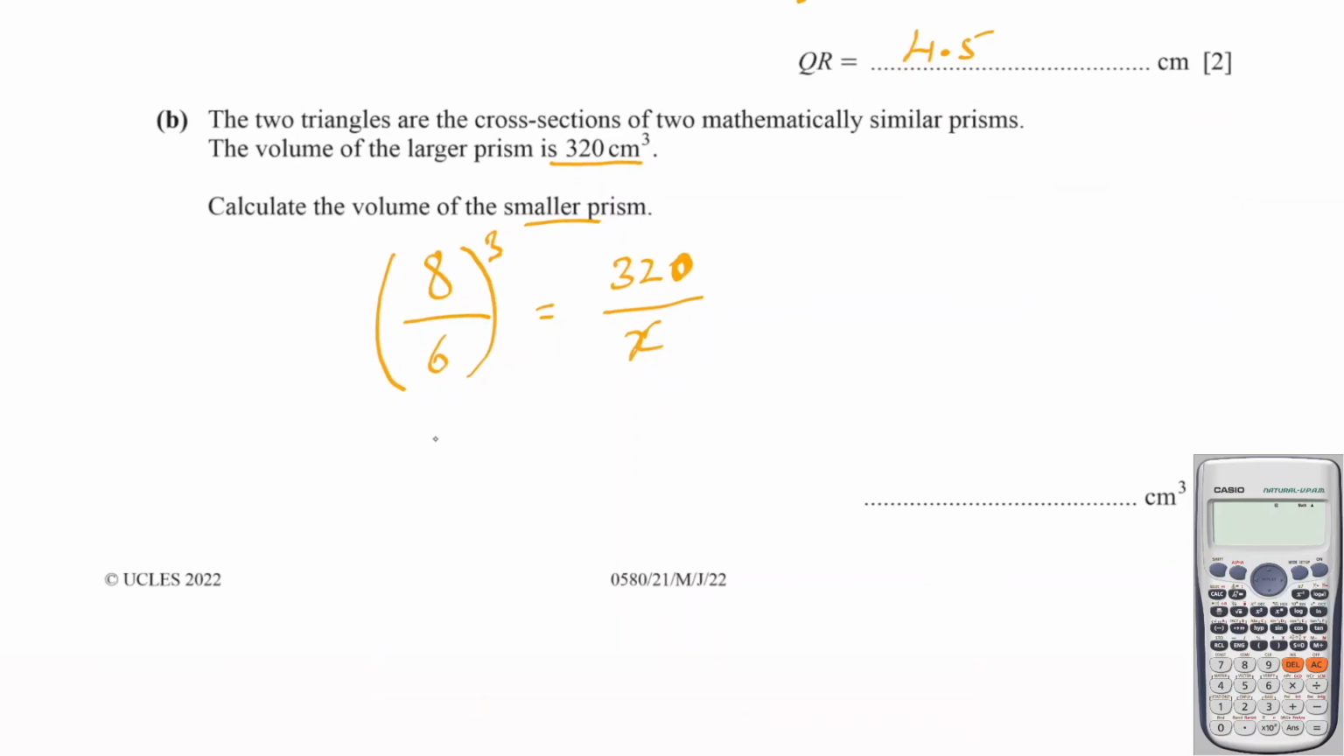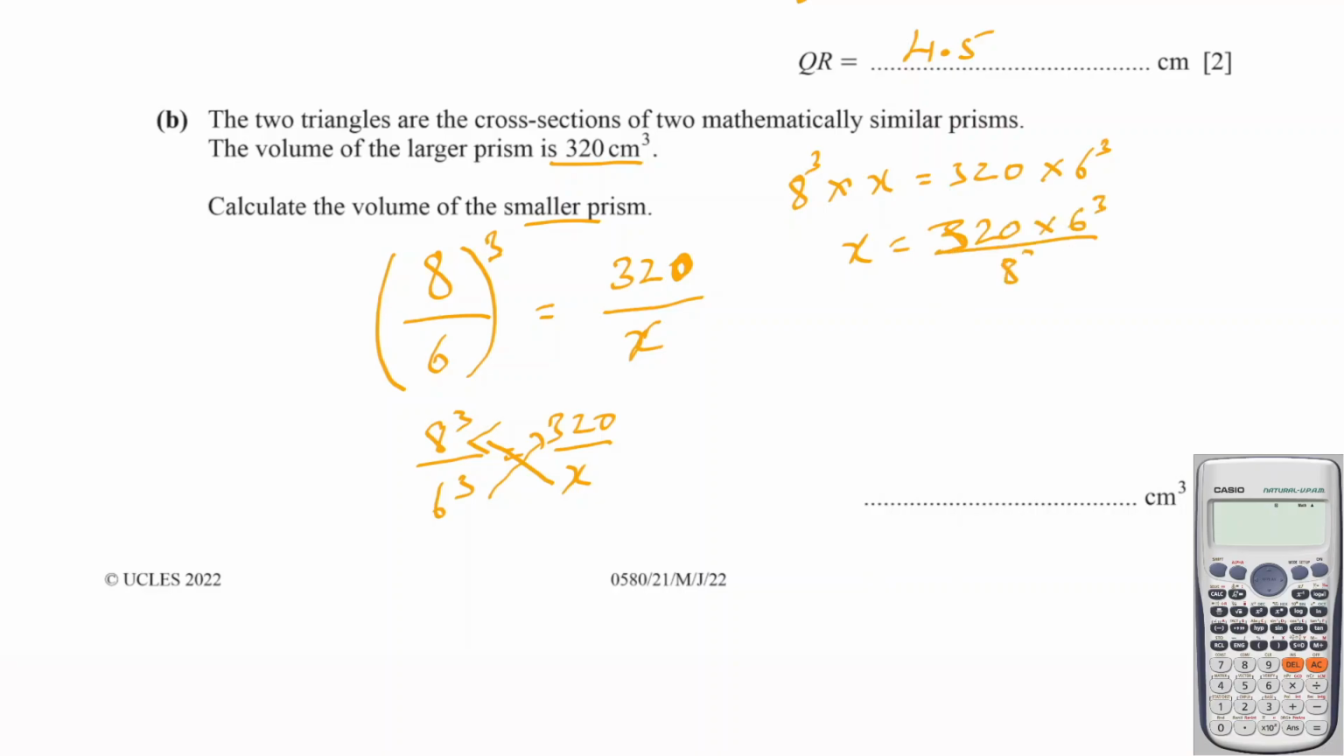So we know the rule that we can write this as 8 cube by 6 cube equals to 320 by x. So if I cross multiply it, like this, it becomes 8 cube into x equals to 320 times 6 cube, right? So x will be equals to 320 times 6 cube by 8 cube.